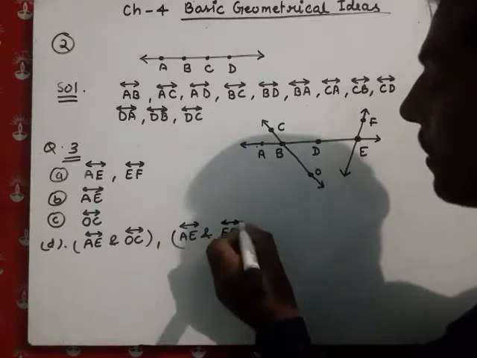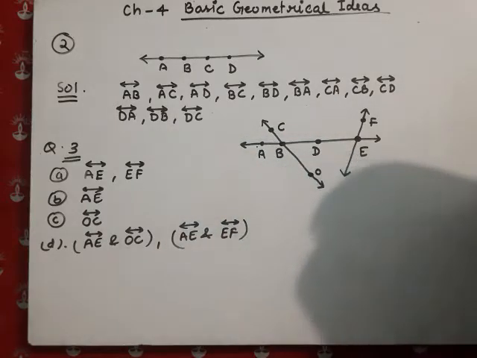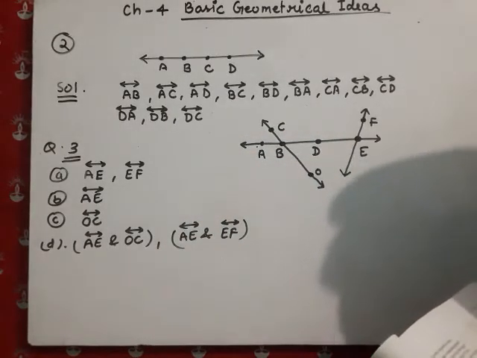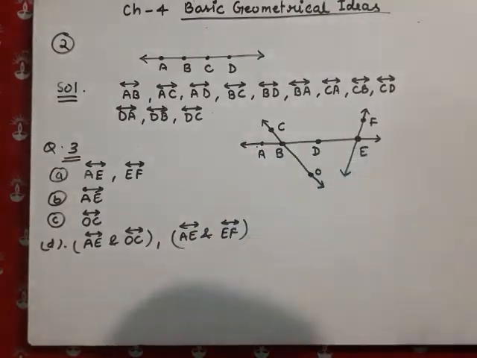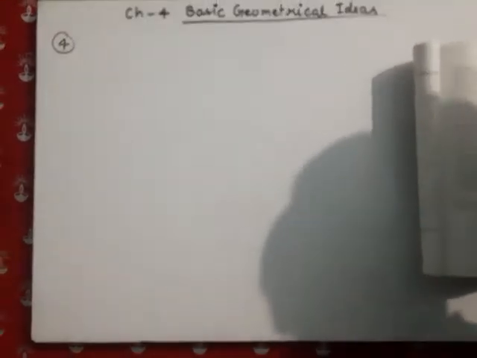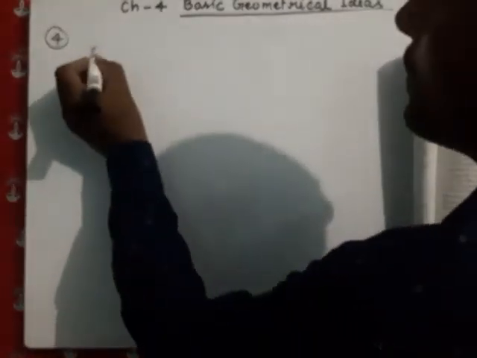So here, two pairs are given, having the intersecting pairs of intersecting lines. Now question number 3 has been completed. I am going to question number 4. In question number 4, the question is asking how many lines can pass through a given point.